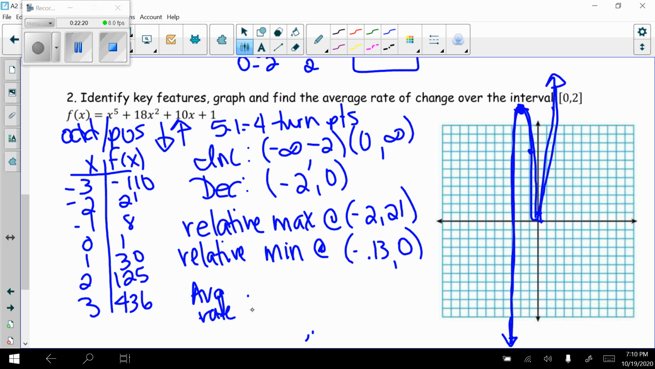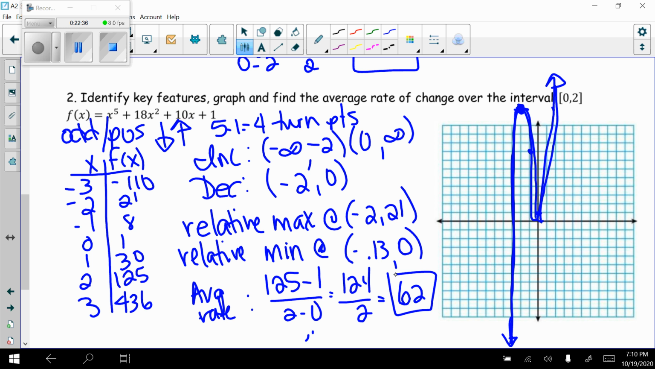The interval 0 to 2, so when x is 2, my y value was 125. Minus when x was 0, my y value is 1, over 2 minus 0. So I get 124 divided by 2, which is 62, is the average rate of change over that interval.